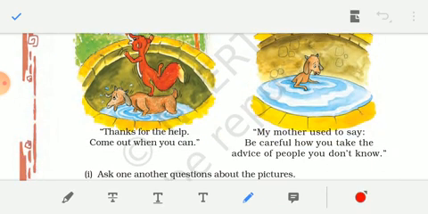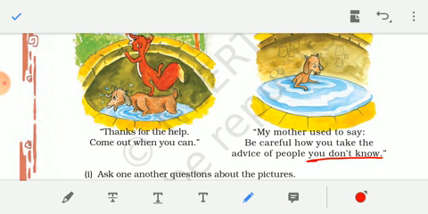Now the goat comes down and the fox is going upside. And what he's saying: "Thanks for the help, come out when you can." Now the fox is coming out from the well. "Then my mother used to say, be careful how you take the advice of people you don't know." Whenever you are taking advice from strangers, you must be careful, they might cheat you.